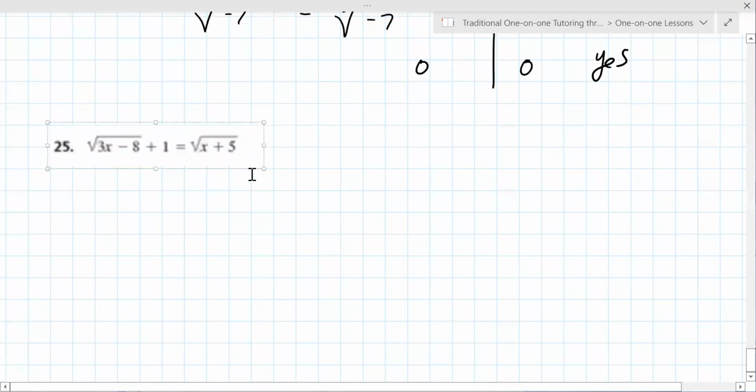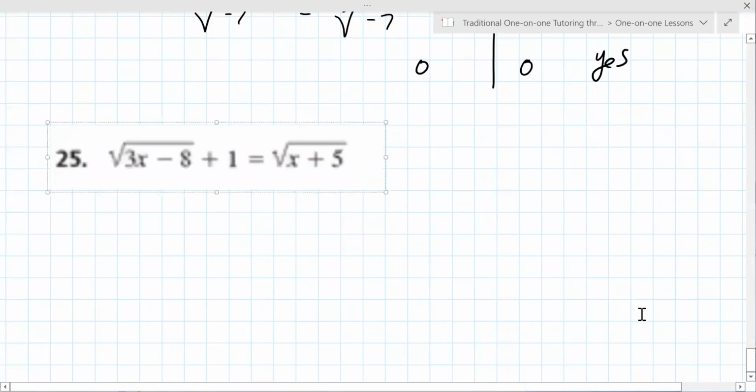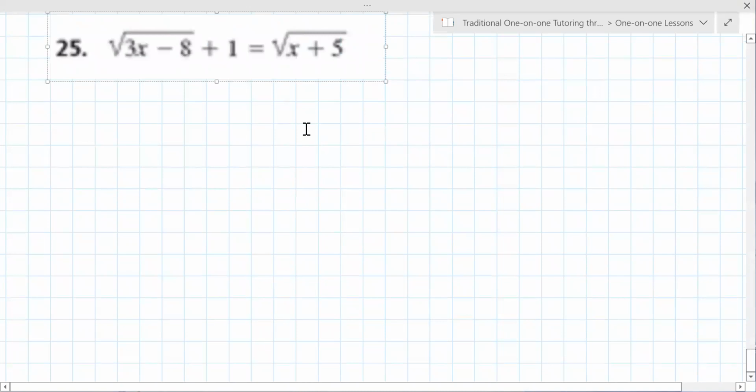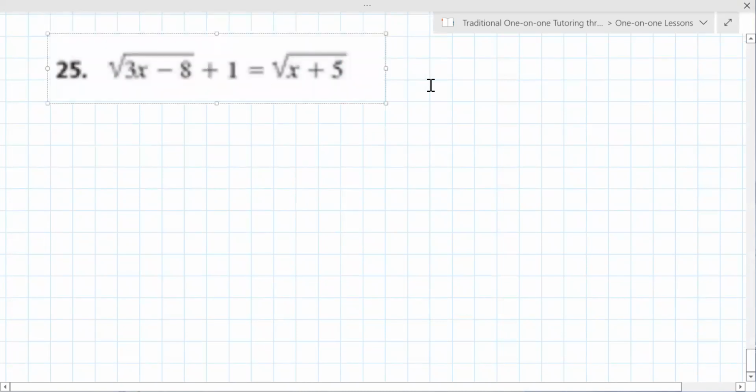Okay, I'd like to do 25 because this is the classic kind of exam question that most students hope they don't get, but you do. What's different about this problem than the previous problems is this +1 right here. And it is problematic.